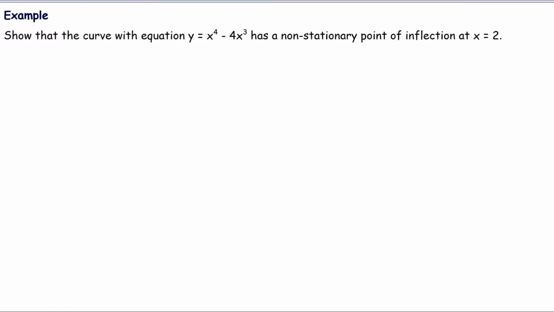So here is an example. Show that the curve with this equation has a non-stationary point of inflection at x equals 2. Now, the first step is to find the first and the second derivatives.